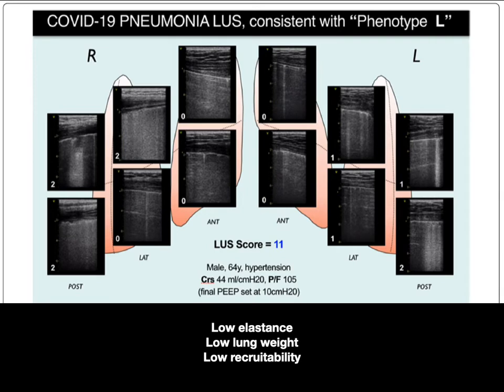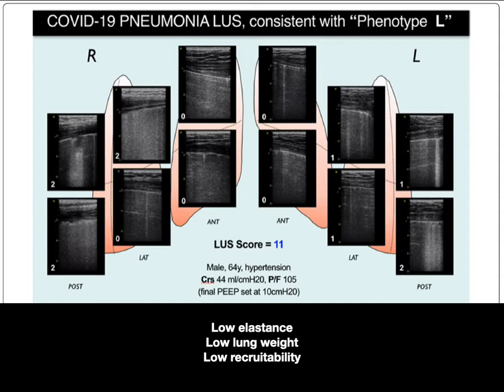There was a landmark paper from Gattinoni when the pandemic started. They tried to characterize various patient groups, how they behave with their COVID-19 pneumonitis, and they put them into 2 large groups, the L group and the H group.